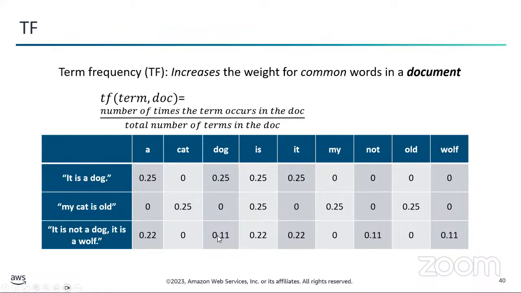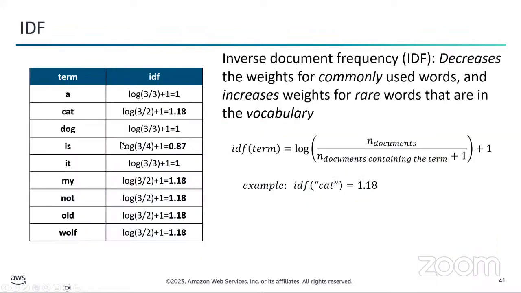Okay, look over here in this example. Because the word a occurs 2 times out of how many? 1, 2, 3, 4, 5, 6, 7, 8, 9 words. So 2 out of 9 is about 22%. And then 1 out of 9 is 0.11, 11%. So that's how it calculated the term frequency.